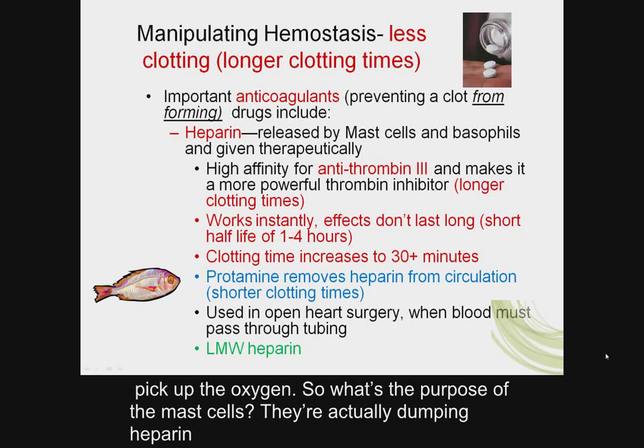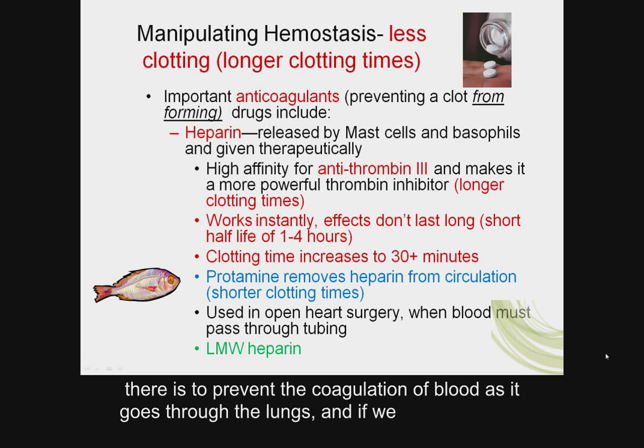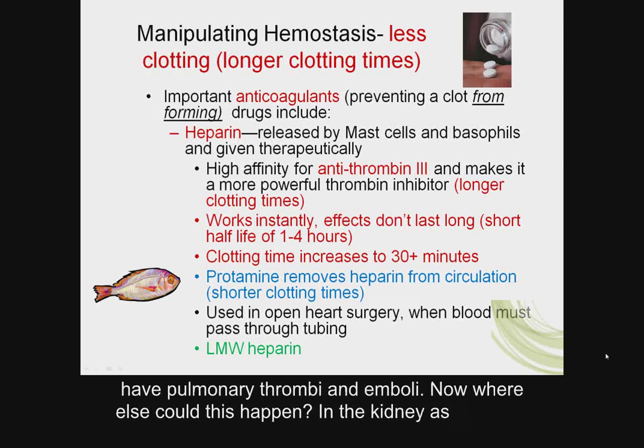So what's the purpose of the mast cells? They're actually dumping heparin into the blood vessel, in those smaller blood vessels. And the reason for dumping the heparin there is to prevent the coagulation of blood as it goes through the lungs. And if we didn't have this natural mechanism, a lot of us would be throwing blood clots. We would have pulmonary thrombi and emboli.